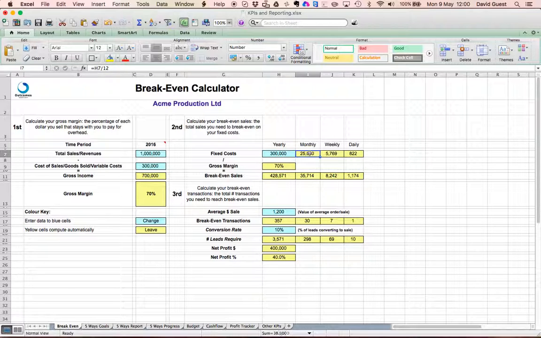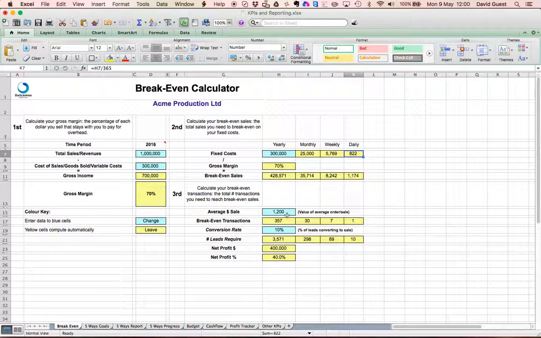And then the spreadsheet calculates, if you look at these, monthly, weekly and daily: it divides by 12 for monthly, divides by 52 for weekly, and divides by 365 for daily. So it's going to help you understand what your break-even sales needs to be on a daily basis, weekly basis, monthly or annual basis. Moving down into the third section, we're going to calculate your transaction costs.